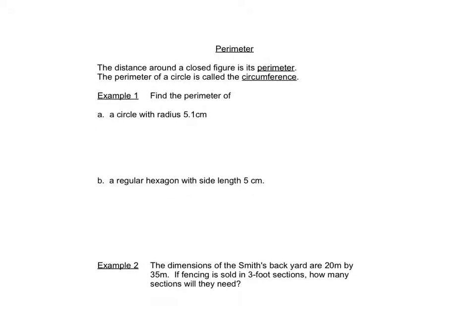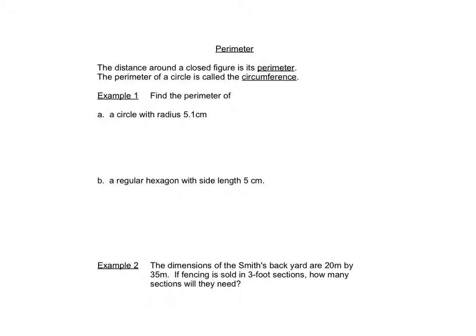In this lesson, we're going to review the concept of perimeter. Let's remember, first of all, that the perimeter refers to the distance around a closed figure. When we are dealing with circles, there is a special name given to the perimeter, and that name is the circumference. So let's go through our first example of finding the perimeter of a couple of different shapes.